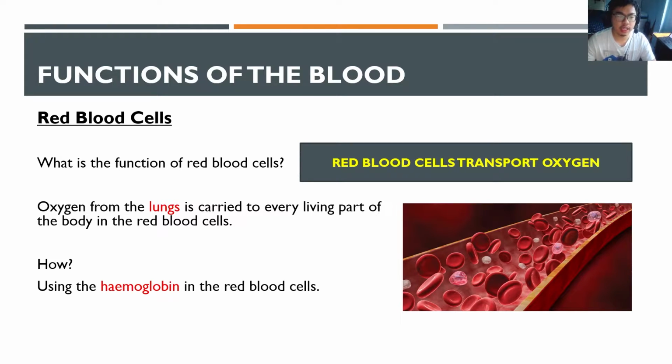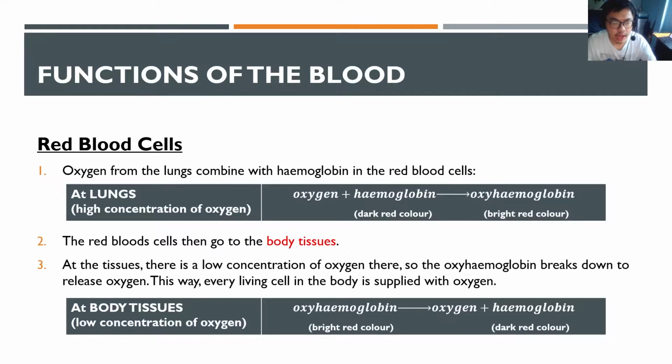So how does it do that? It is thanks to the hemoglobin that is in the red blood cell. So, how does the red blood cell do this? First, oxygen from the lungs combines with the hemoglobin in the red blood cell to form oxyhemoglobin. So, this happens in the lung. Oxygen that is in the lung will go to the red blood cell and combine with the hemoglobin to form oxyhemoglobin. Hemoglobin has a dark red color, whereas oxyhemoglobin has a bright red color.